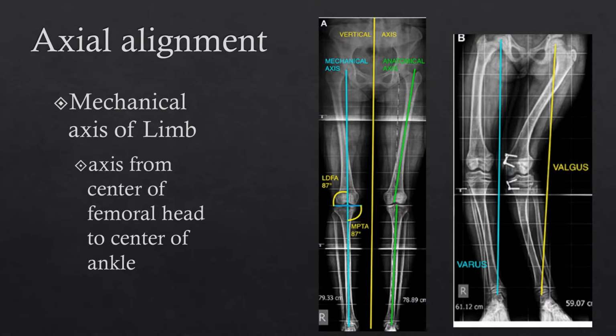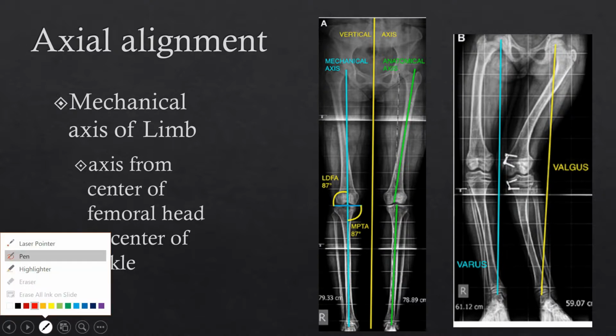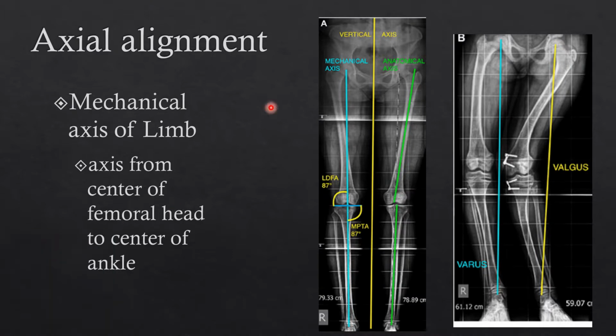Axial alignment of the lower limb is assessed by drawing the mechanical axis of the limb, a line from the center of the femoral head to the center of the ankle. When it passes through the knee, it's called neutral alignment. When it passes medial to the knee, it's called varus alignment. When it passes lateral to the knee, it's called valgus alignment.